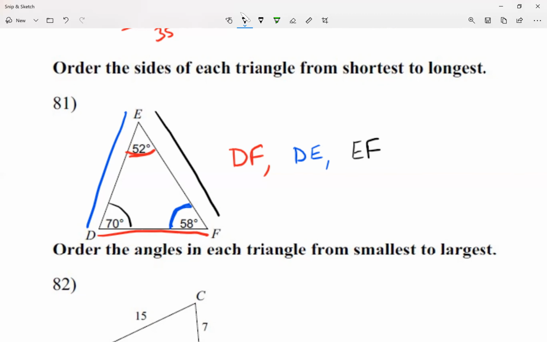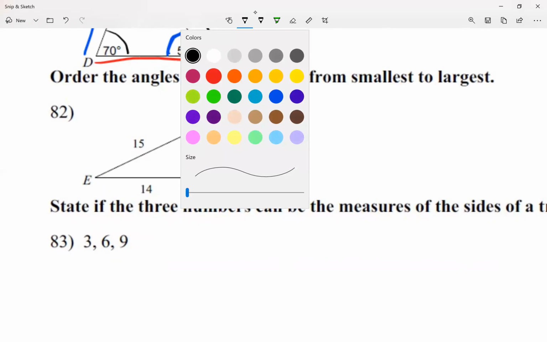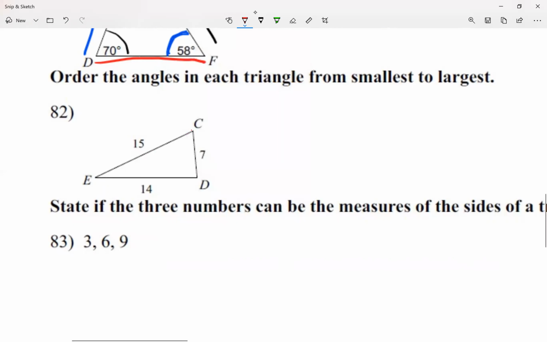Take a look at number 82. I want to switch things a little. Order the angles now. Order the angles in each triangle from smallest to largest. Okay. The smallest angle or the smallest side. The smallest side is 7. So the smallest angle is this one.